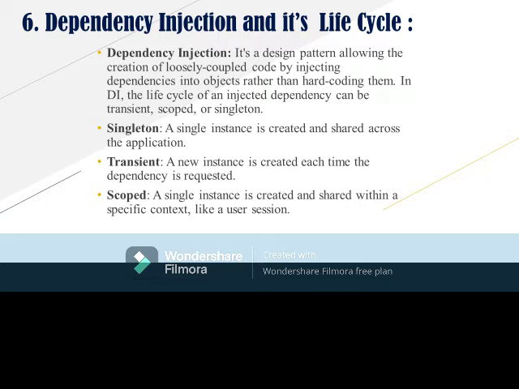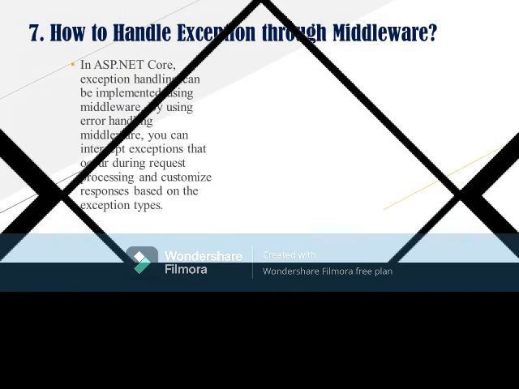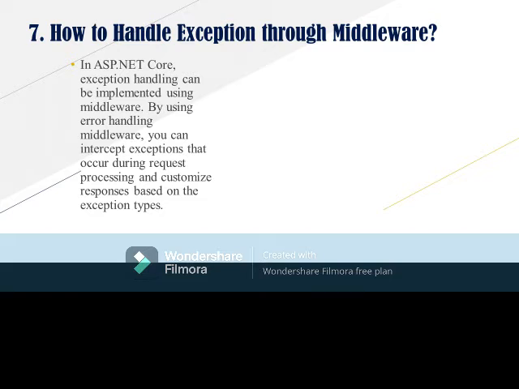Okay, Babar. We just discussed middleware. Can you tell me how to handle an exception through middleware? Yes. Basically, in .NET Core, exception handling can be implemented using middleware. By using error handling middleware, you can intercept exceptions that occur during request processing and customize responses based on the exception types.